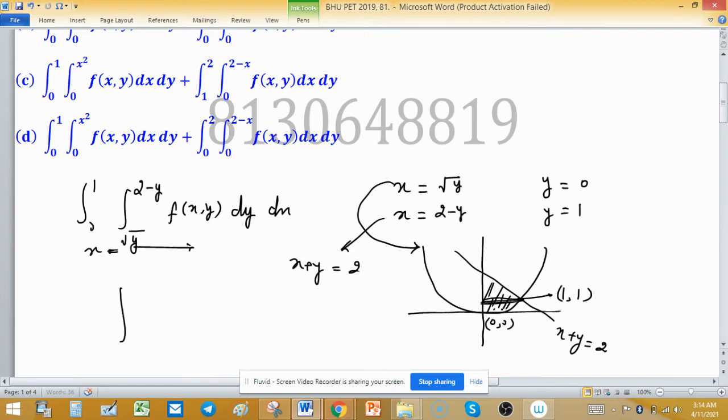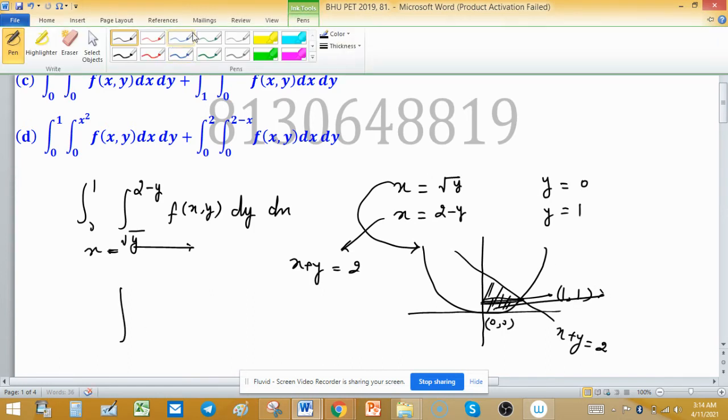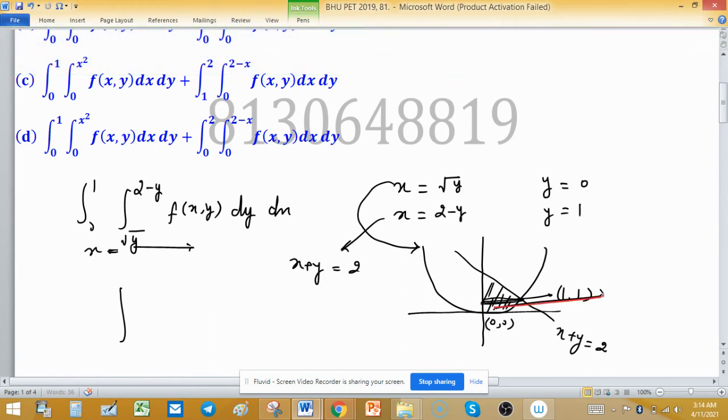So in this lower portion, I can change the color of the pen so you can understand better. In the lower portion, you can understand a strip can take the value from 0 to this parabolic curve, which can be written in terms of x square, f of xy dy dx, and the constant limit of x is 0 to 1.